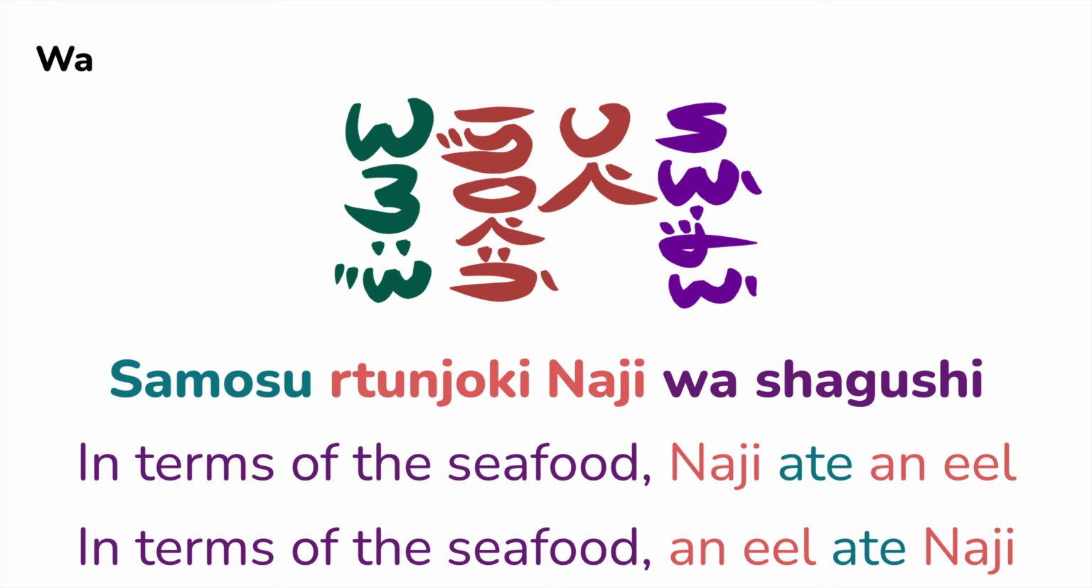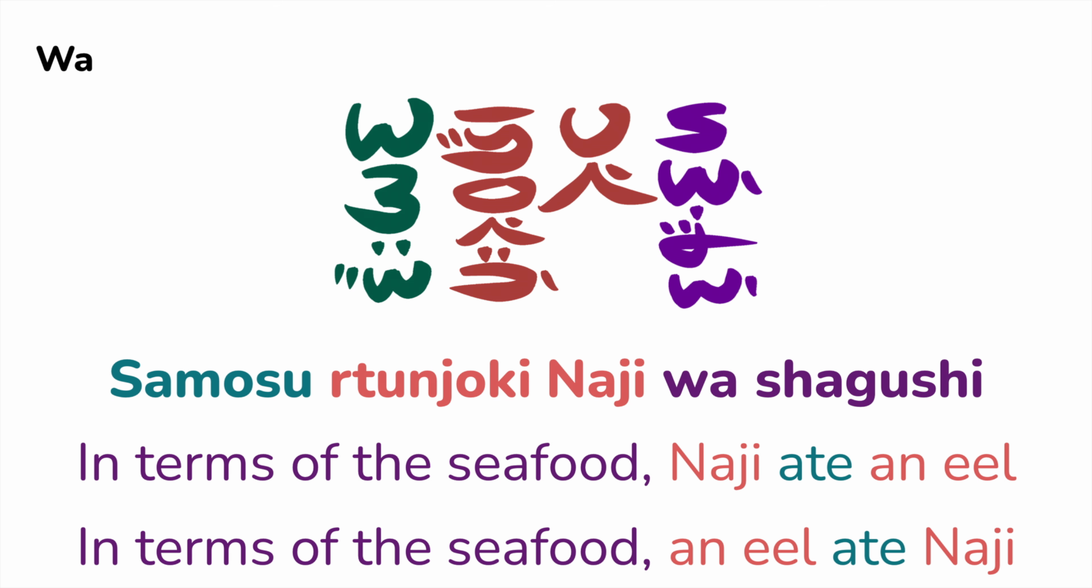And finally, the topic particle wa indicates that the topic is the owner or possessor of one of the other nouns, or just the general theme of the conversation. Samoso tondroki naji washaoshi. In terms of the seafood, naji ate an eel. Again, naji has to be inferred as the doer of the action just from context.